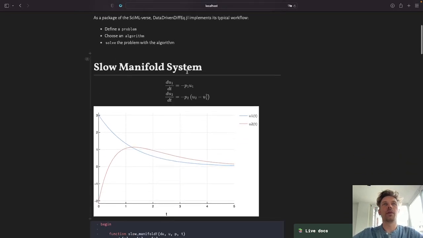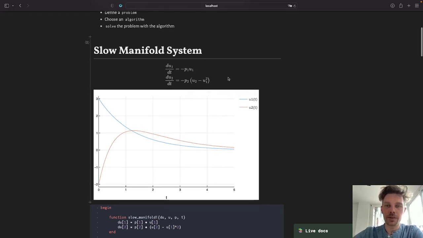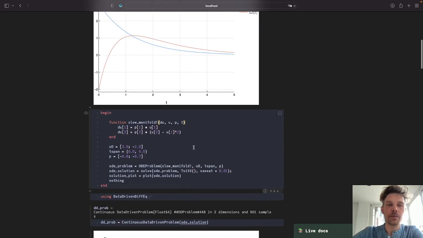Throughout the first tutorial, we will look at the slow manifold system here, which is given by two differential equations and a slight nonlinearity in the second one. This is also used in the dynamic mode decomposition literature quite often because it holds a closed solution to the Koopman operator. If you're interested in that, I strongly recommend our documentation where this example is discussed in more detail. But for now, we just define our simulation, generate some data, and start using DataDrivenDiffEq.